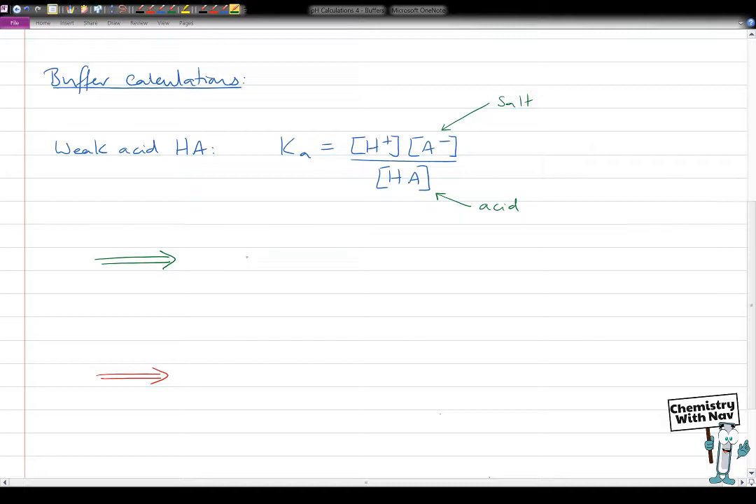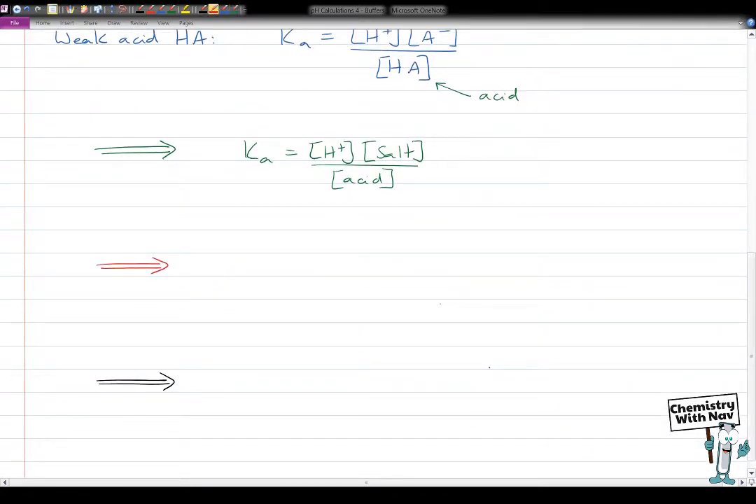So what we can do is slightly rewrite this, that Ka is equal to H+ concentration of salt over the concentration of acid. Now that may not seem like a very big change, but if you are trying to find the pH of a buffer solution, as so many questions ask you, then you can rearrange that for H+, and H+ is simply equal to Ka concentration of acid over the concentration of salt.